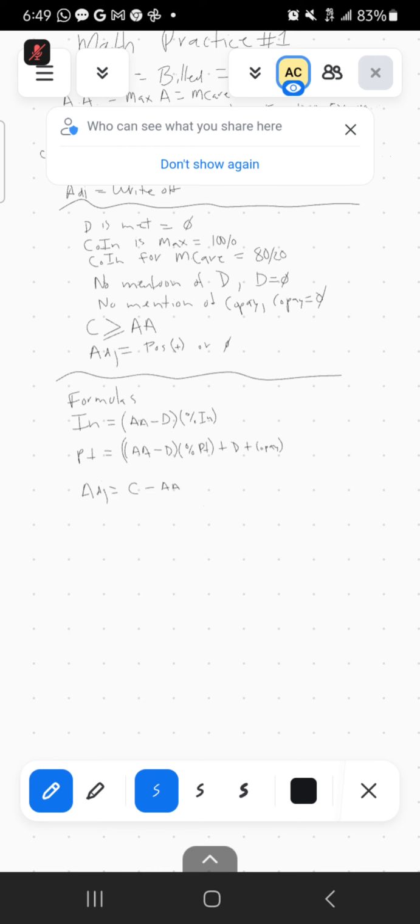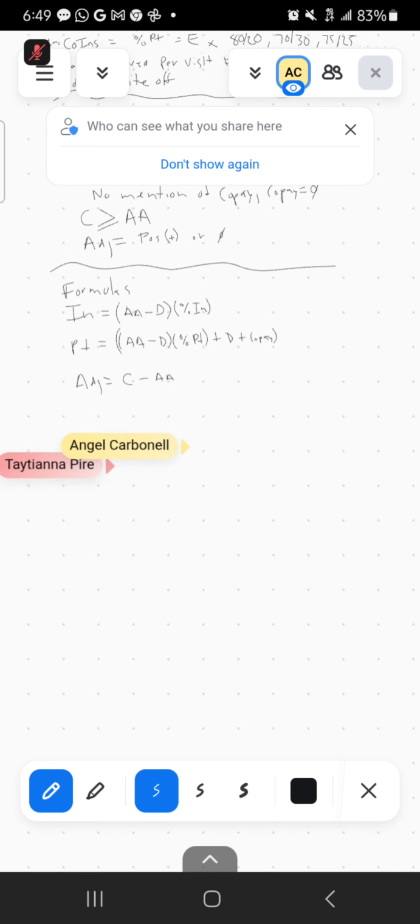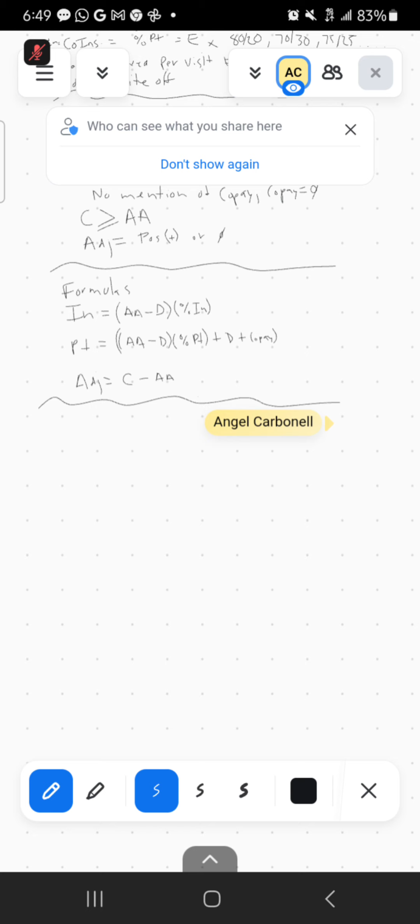Okay, so those are the formulas. I'm going to keep repeating them, but I'm going to move them up a little bit. And every time we see a question, the question is going to be a little story. I'm going to show you a few examples.